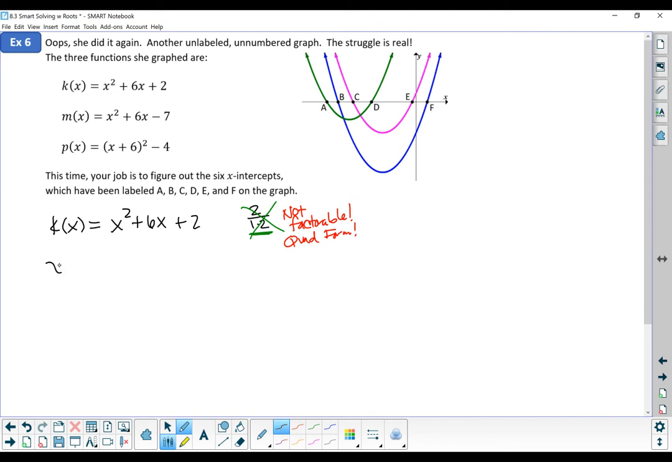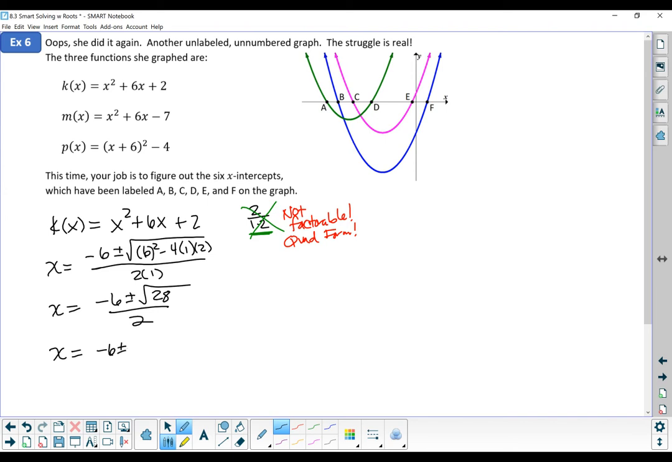So if we apply the quadratic formula here, we get x equals negative b plus or minus the square root of b squared minus 4ac all over 2a. So we have 6 squared minus 4 times 1 times 2 under our radical. That's 28. So negative 6 plus or minus the square root of 28 simplifies to give us 2 root 7, and that's all over 2. We can reduce that fraction.